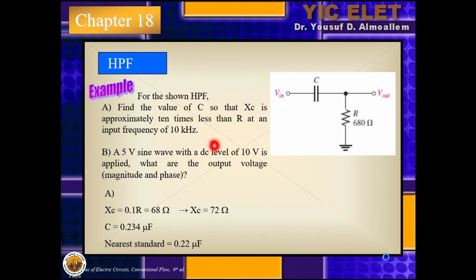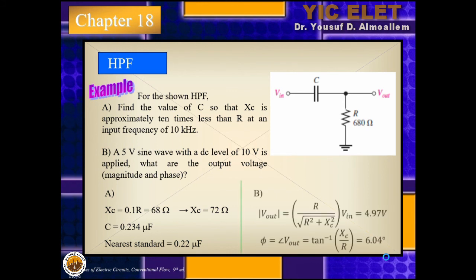Now I want to know what the output voltage is. So using the equation that we have, we can find the output voltage for that frequency. Using this equation, we can find the magnitude of the Vout, plug these numbers in, and find the phase of the Vout, plug these numbers in, and find it out for us. That's it.